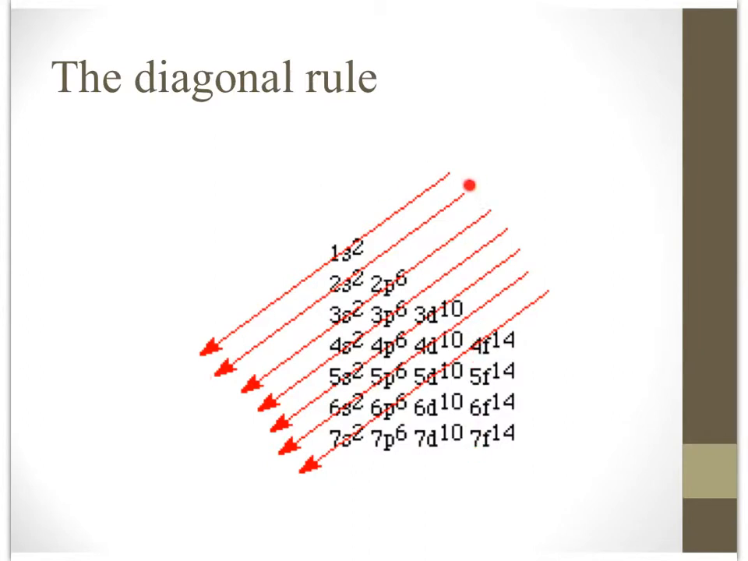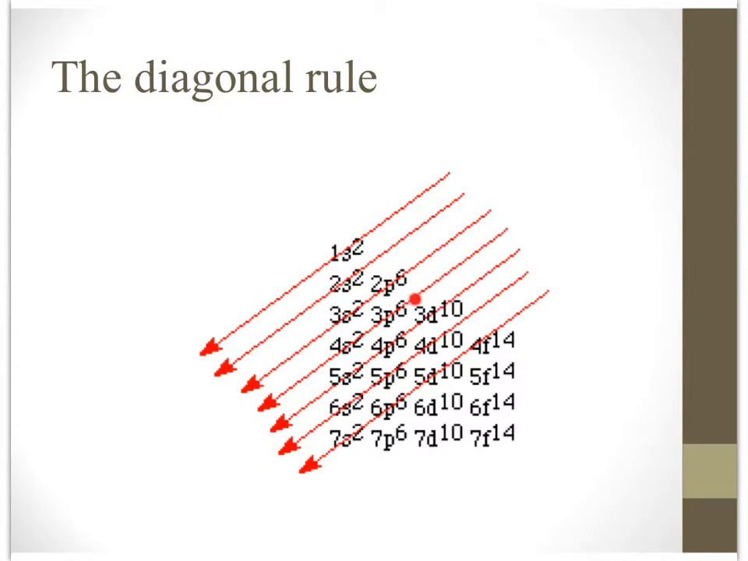And then you're making diagonal lines across. To know the filling order, you just follow the arrow down to the bottom, and then you go up to the top of the next arrow. Follow it down to the bottom, up to the top of the next one.